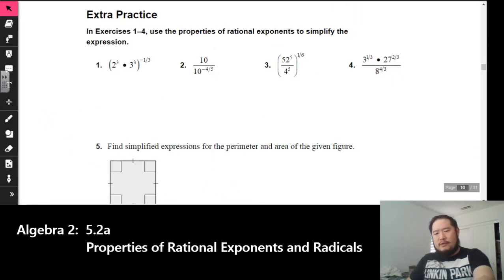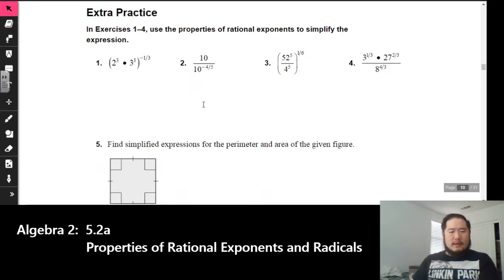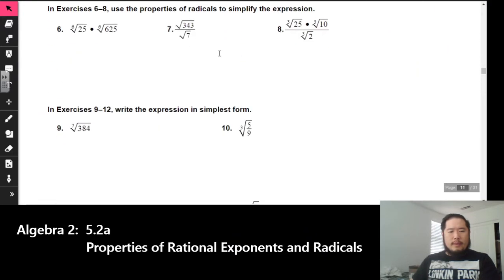All right, let's move along. Next up, let's take a look at number 6. It says use the properties of radicals to simplify the expression. So let's think, what are things that we could do right here in these problems? The index happens to be the same, so technically I could multiply the two together.